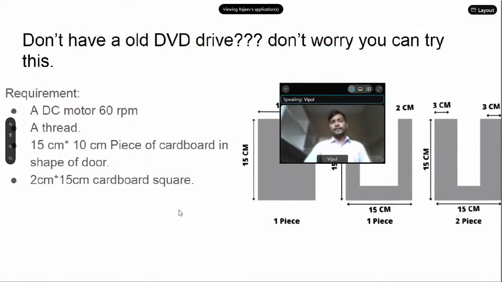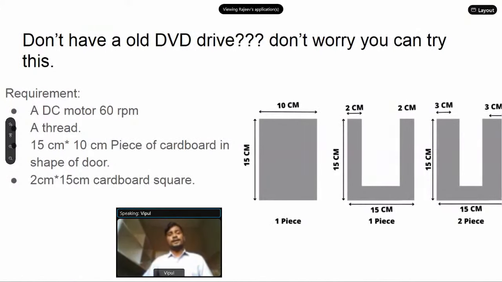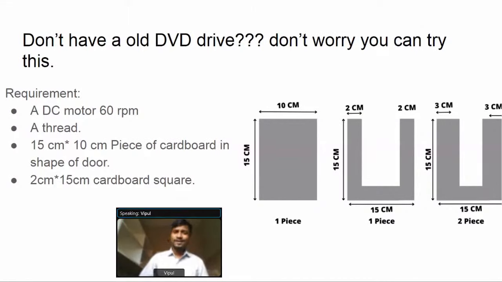If you don't have an old DVD drive, don't worry, you can try this. What do we require? We require a DC motor with 60 RPM and a thread. That 60 RPM motor is actually found in your lab very easily. I will show you a picture of that motor. By using the thread, we are going to convert angular motion into linear motion. Then we require a 15 centimeter by 10 centimeter piece of cardboard in the shape of a door.